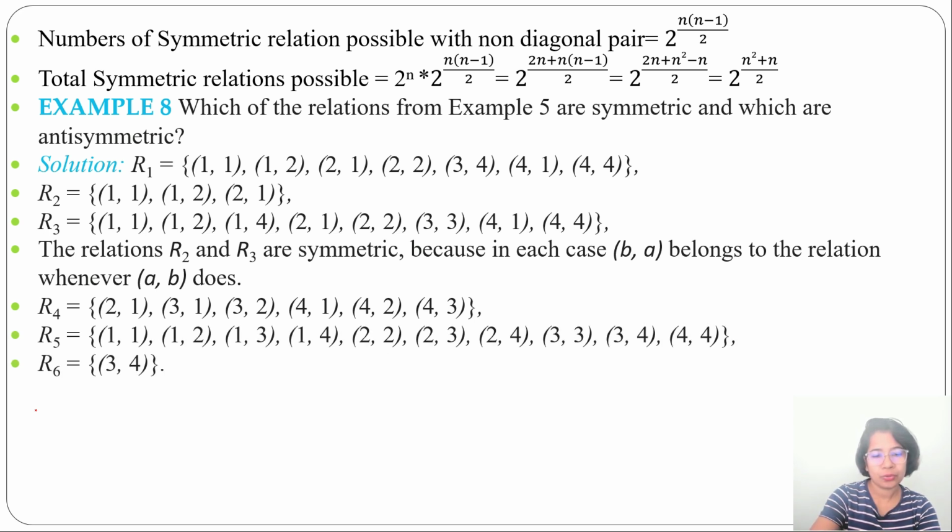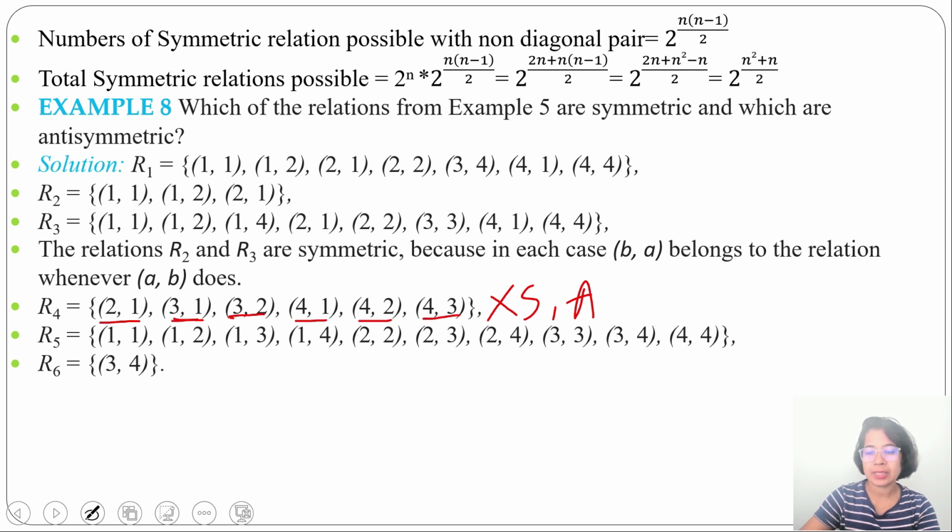Relation 4: (2,1), no (1,2); (3,1), no (1,3); (3,2), no (2,3); (4,1), no (1,4). It is not symmetric. It is antisymmetric, so whenever there is an ordered pair like (A,B), (B,A) is not present. So it is antisymmetric but it is not reflexive. So this relation R4 is not symmetric, not reflexive, but it is antisymmetric.